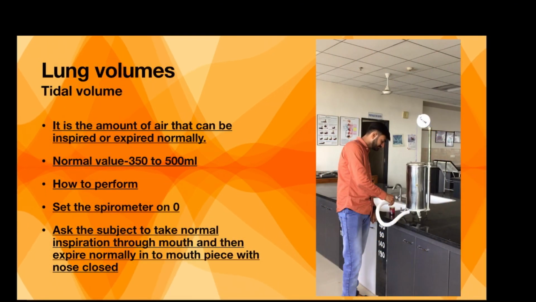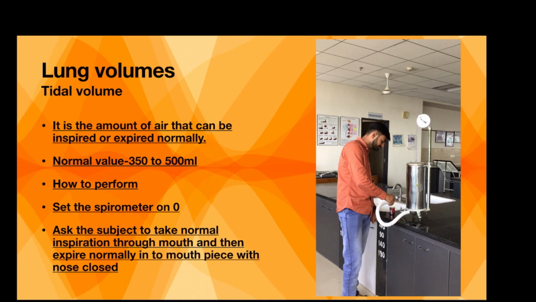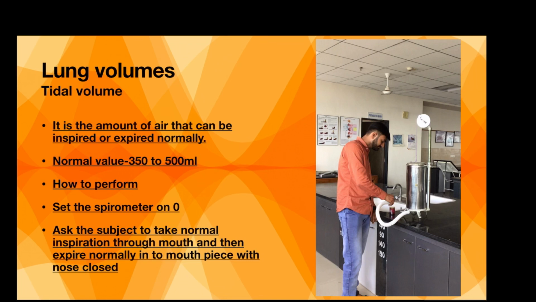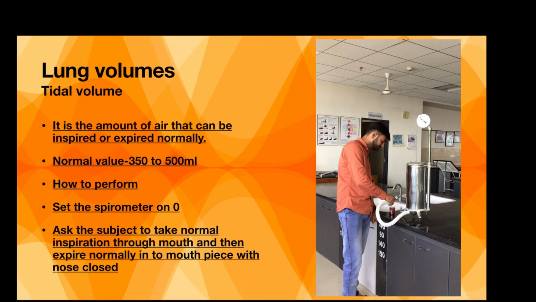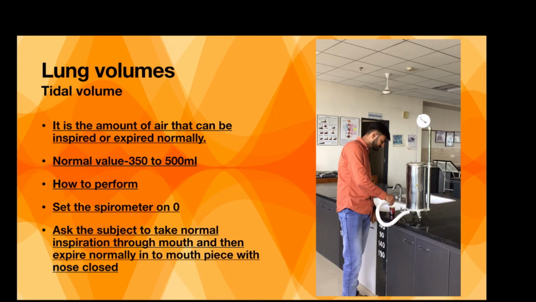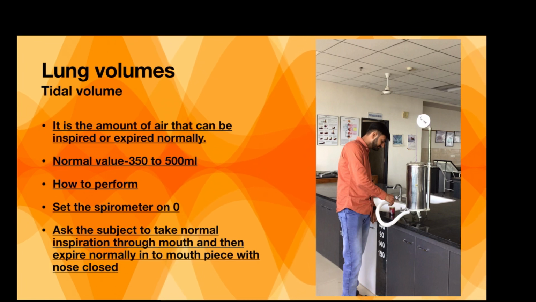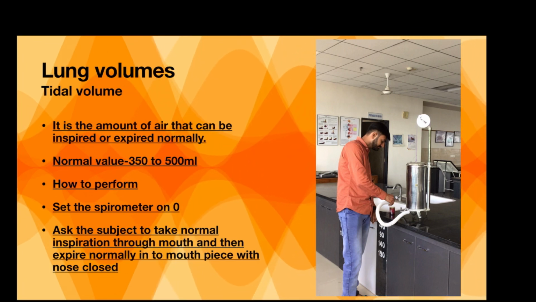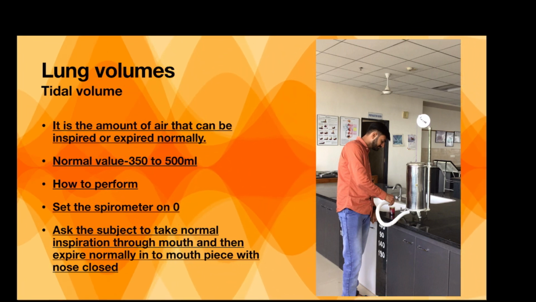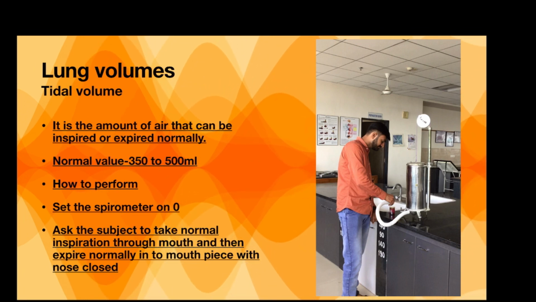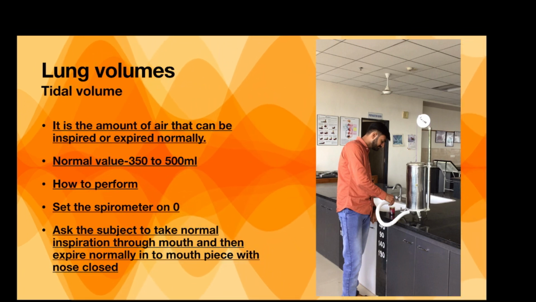Now let's see how to perform practically. First we will see the tidal volume. It is the amount of air that can be inspired or expired normally. The normal value of tidal volume is around 350 to 500 ml. To perform, set the spirometer on 0. Ask the subject to take normal inspiration through the mouth and then expire normally into the mouthpiece with the nose closed.